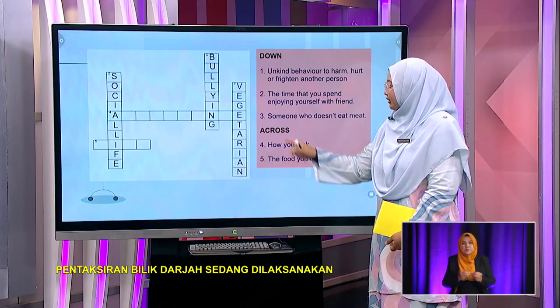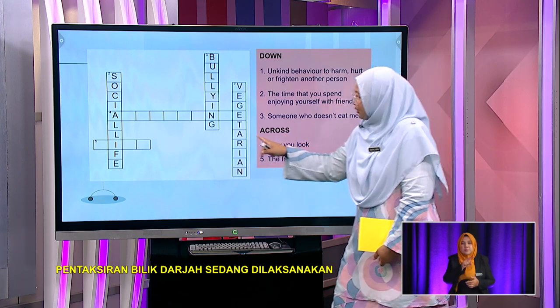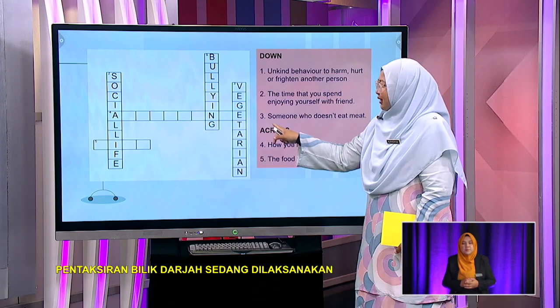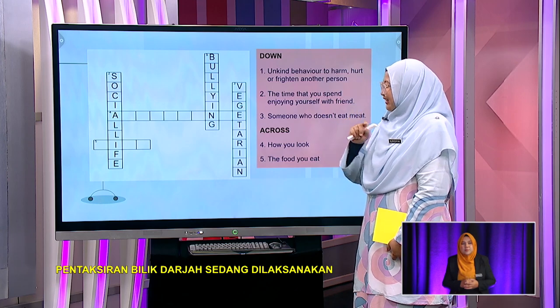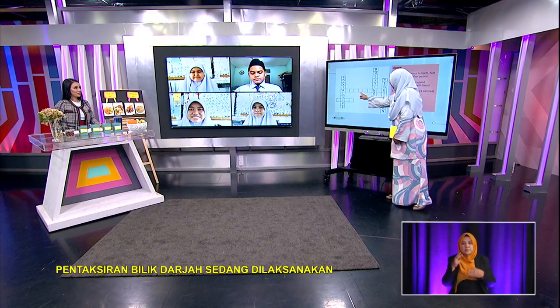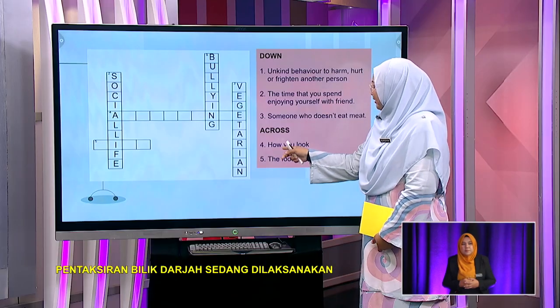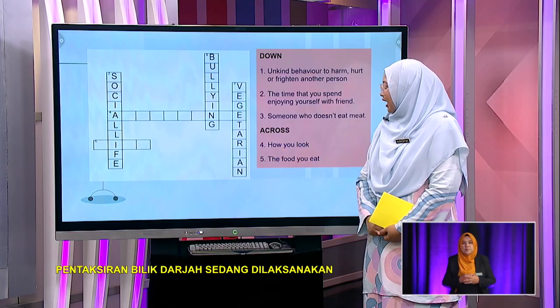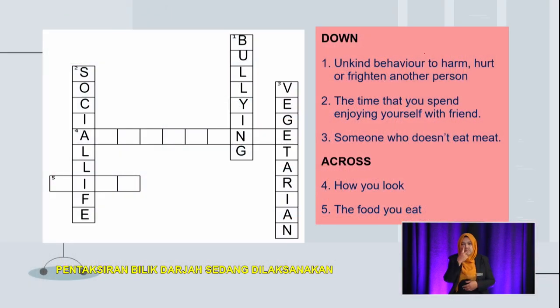Okay, we have the last one for Asila. So you will get question number four. This one is for across. So this one is quite long, right? But you have already three letters there. You have a clue here, A, N, and E. Okay, so the description is how you look. How you look. Appearance. Wow, quick.